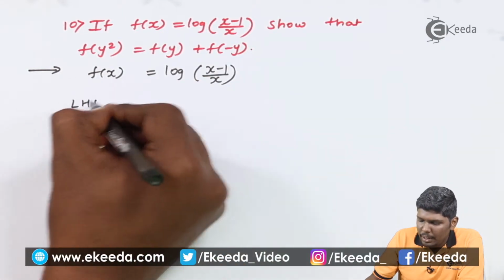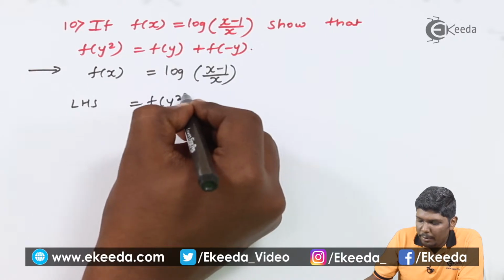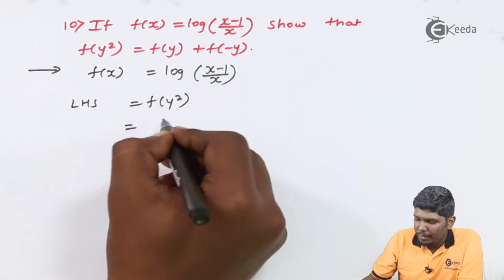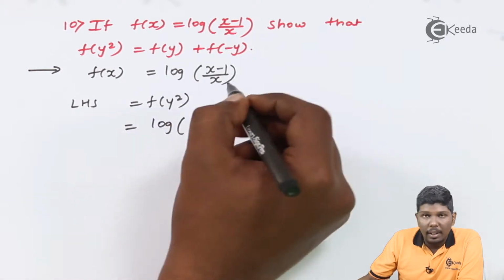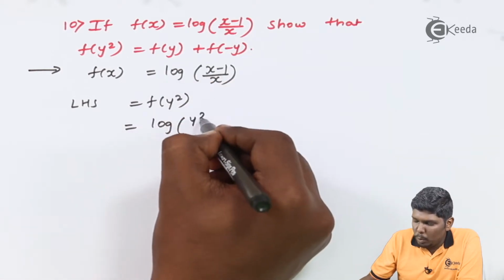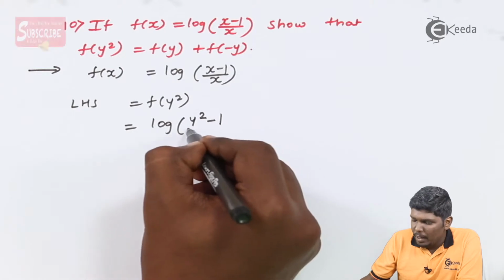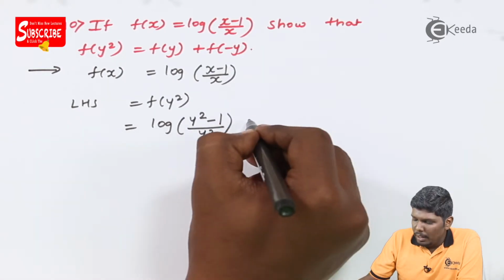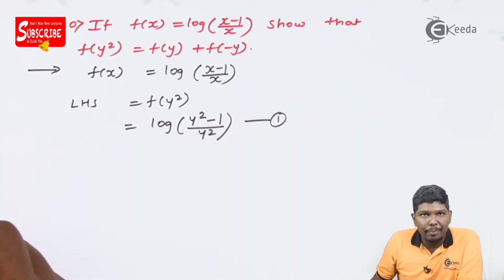So in LHS, we have f of y square. So x is going to be replaced by y square. So log of (x minus 1) upon x will be replaced by log of (y square minus 1) upon y square. Right? We'll take it as equation number 1.